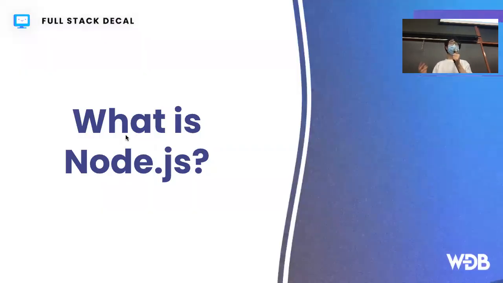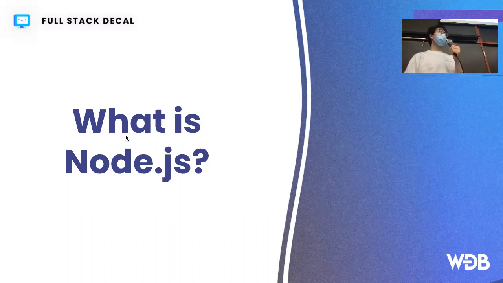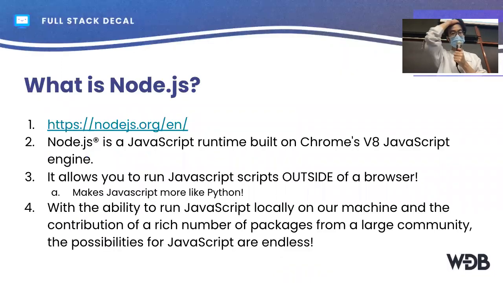Now let's move on to the main topic of today, which is Node.js and also NPM. So what is Node.js? You can visit the official website for Node here. But essentially, Node.js is a JavaScript runtime built on Chrome's V8 JavaScript engine. You can think of it as another way of running JavaScript. So usually when we write JavaScript, you can only run it in a browser, right? You can't really run it outside of the browser. But with the help of Node.js, you can actually run JavaScript without a browser on your own local computer.